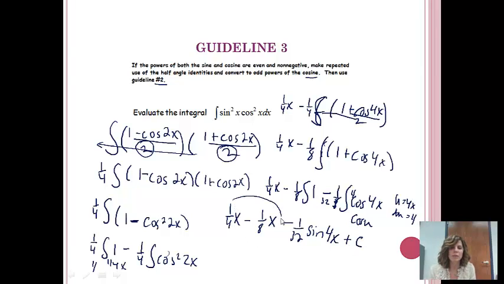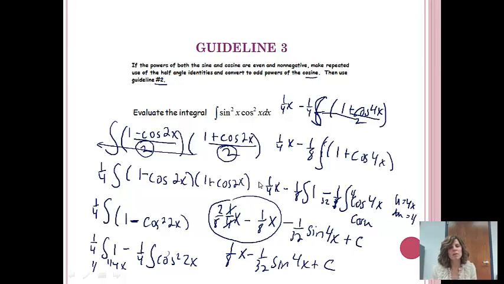And then I could probably put these together. I'm going to make this 2/8. So if I have 2/8 minus 1/8, that's going to give me 1/8 x minus 1/32 sine of 4x plus c. So basically in these ones we're using that half angle identity formula as many times as we need to until we get to something that we can work with.